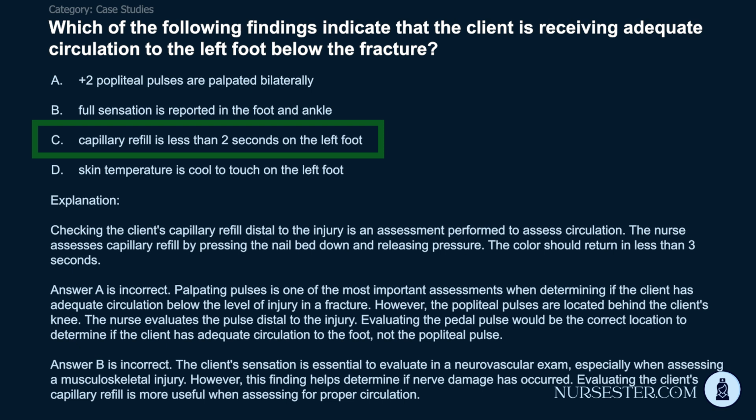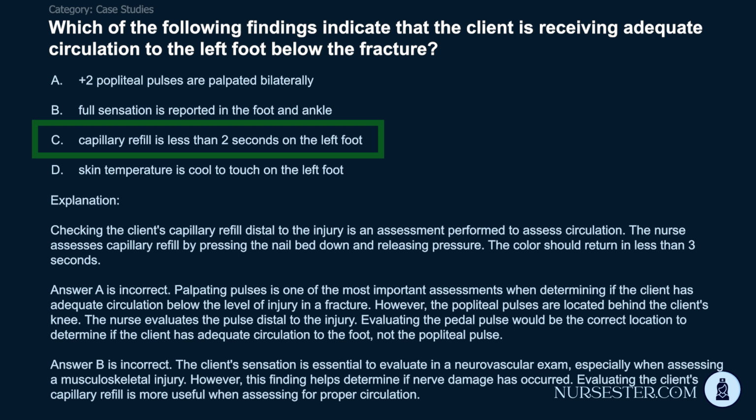Answer A is incorrect. Palpating pulses is one of the most important assessments when determining if the client has adequate circulation below the level of injury in a fracture. However, the popliteal pulses are located behind the client's knee. The nurse evaluates the pulse distal to the injury. Evaluating the pedal pulse would be the correct location to determine if the client has adequate circulation to the foot, not the popliteal pulse.